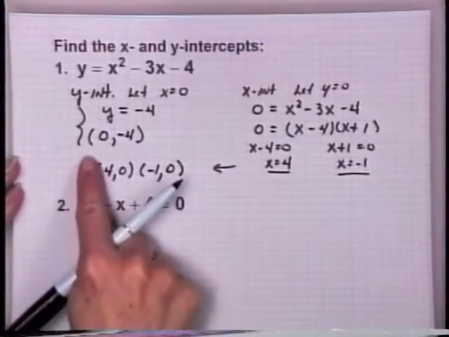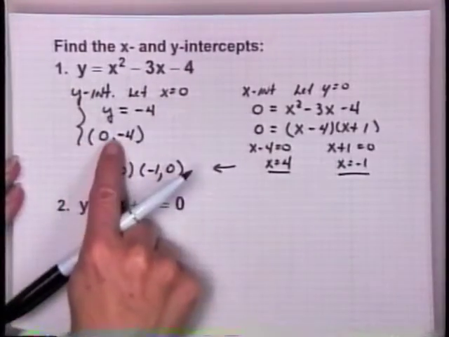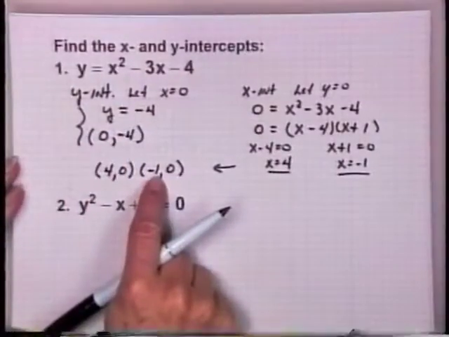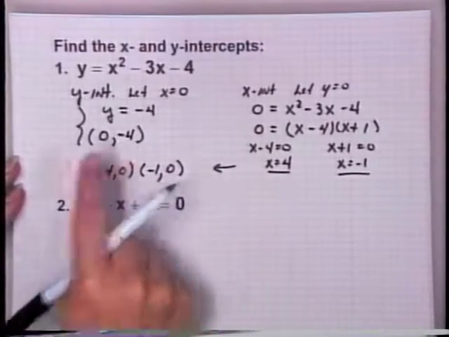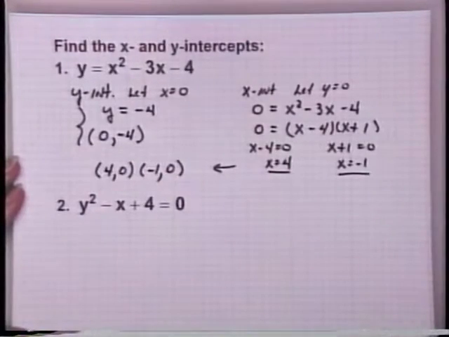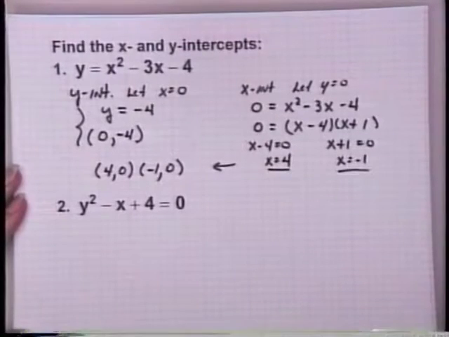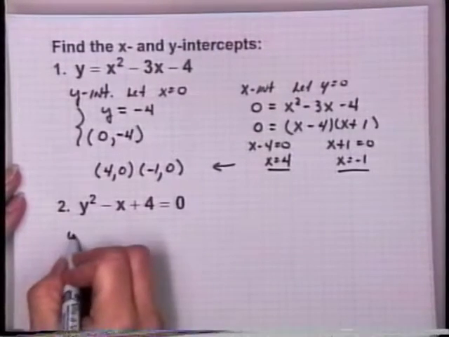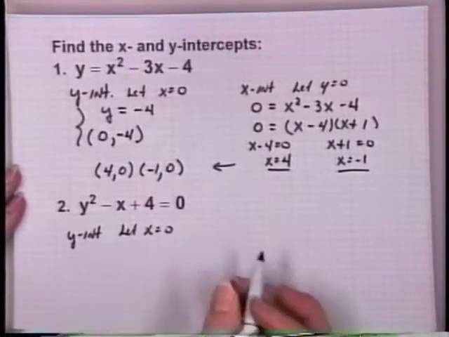So I know that the graph of this equation is going to have these 3 points, and I can go ahead and locate those points. They were easy to find, and I know exactly where my graph will either cross or touch my coordinate axes. Okay, well, let's do our second one. If I'm looking for the y-intercept, remember again, I let x equal 0.